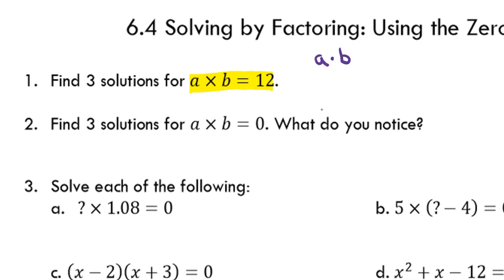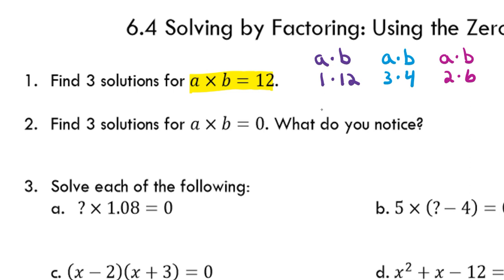So for example, we could think of a being 1 and b being 12. Or another combination might be, well, what if a was 3? Then b would have to be 4. And continuing in that vein, what if a was 2? Then b would have to be 6. And all of those would be considered factors of 12.